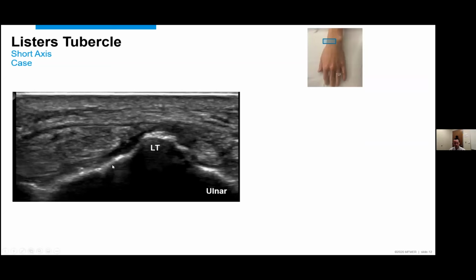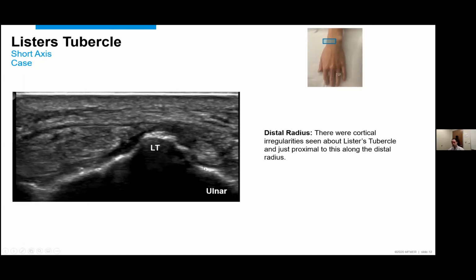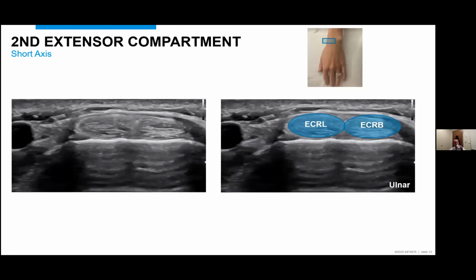You can see in our patient, this doesn't look as smooth as we expect typical bone to do, like we saw when we were looking at the radiocarpal joint. So I put, for the distal radius, there were cortical irregularities seen about Lister's tubercle and just proximal to this along the distal radius.